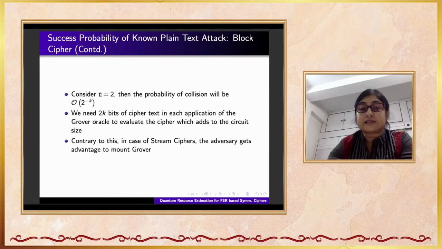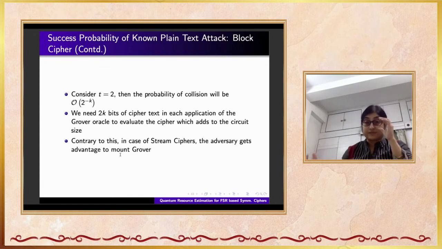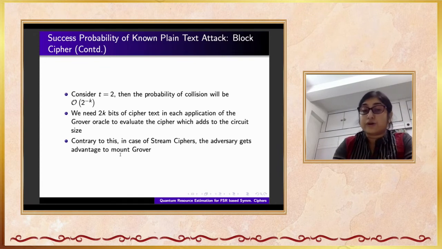So if we set t equal to 2, then the probability of collision will be of the order of 2 to the power minus k. Here we set two blocks. That is why we need 2k bits of ciphertext in each application of the Grover oracle to evaluate the cipher, which adds to the circuit size. Contrary to this, in the case of a stream cipher, we will see that the adversary gets an advantage to mount Grover.